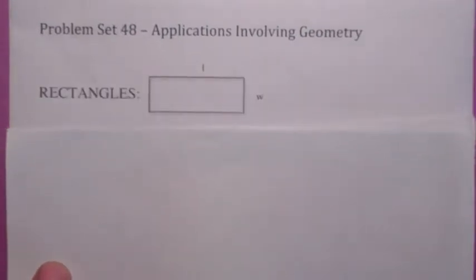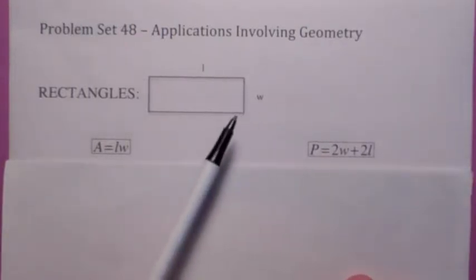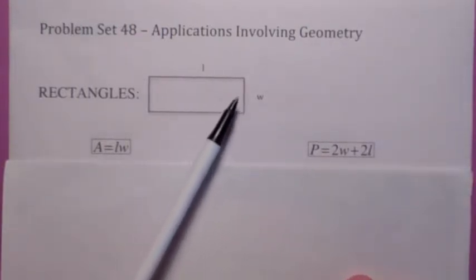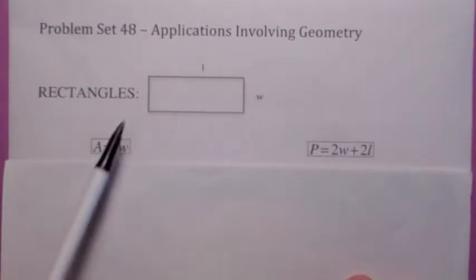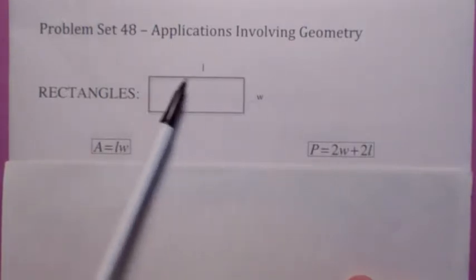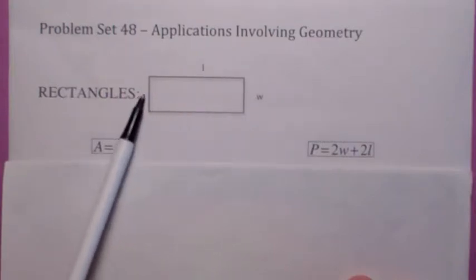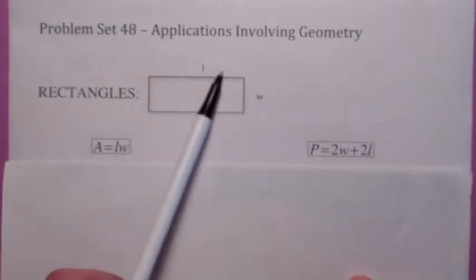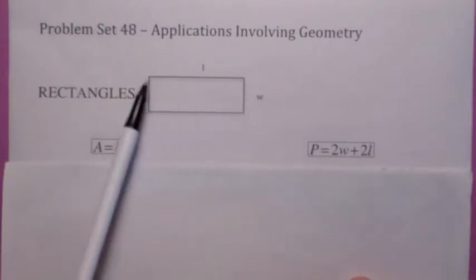Okay, let's talk about rectangles first. When you have a rectangle, the area of the rectangle would be the product of the length times the width. You multiply these two distances together to get the area. Now, to get the perimeter, that's the distance around. Notice you go a length, a width, a length, and a width. If you were to walk around this, or if you were to fence a garden, you'd have two lengths and two widths, and that's what the perimeter is. It's the distance around.